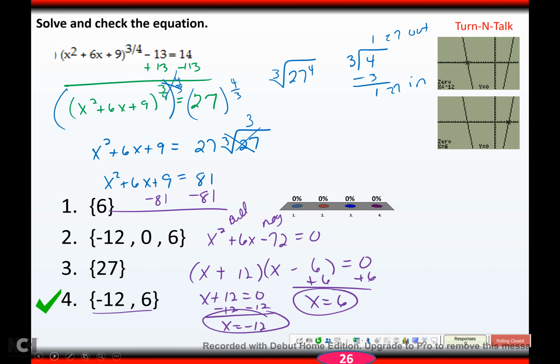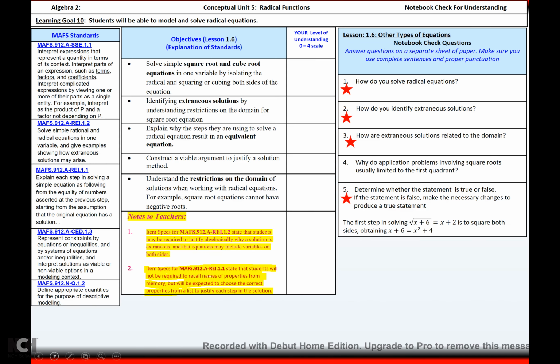Alright, and you can see it crosses at negative 12 and at positive 6. Alright, so how do you solve radical equations? You isolate and raise to the index on both sides. Raise both sides to the index.